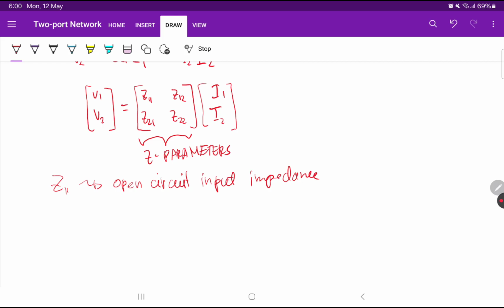Then we have Z12, which is called the open circuit transfer impedance.